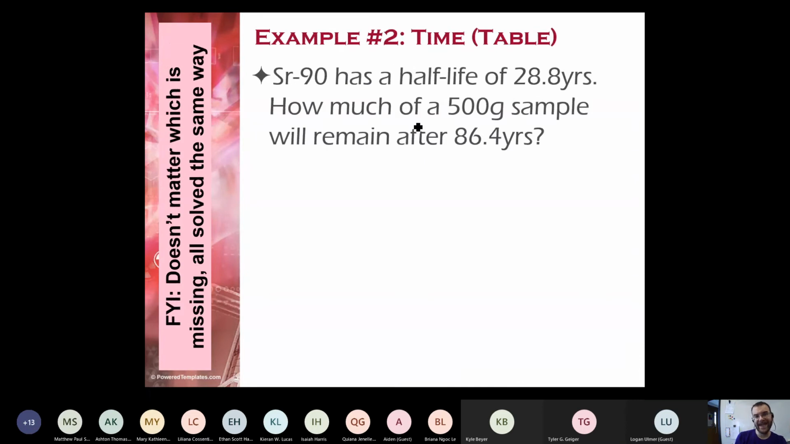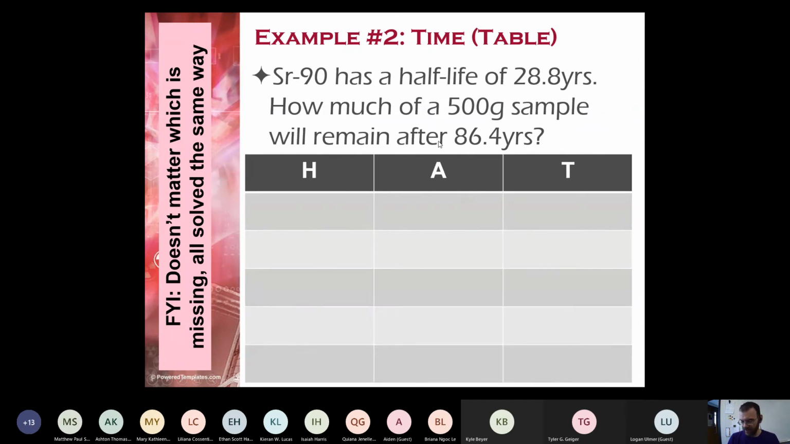Now, we can also make it so that we're looking at time instead of amount. We also can look at half-life instead of time and amount, but this is different. So again, you can look at my note to the side. It doesn't matter which is missing. All of this is solved the same way, which is why I love the table method. So we're going to make our table, and we're going to start it off like we always do with our time of 0 and our half-life of 0.